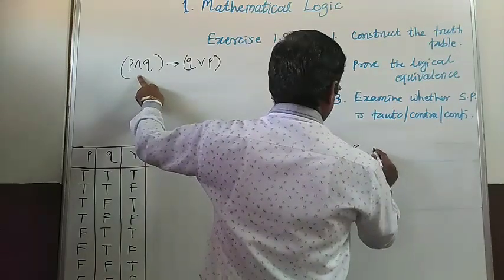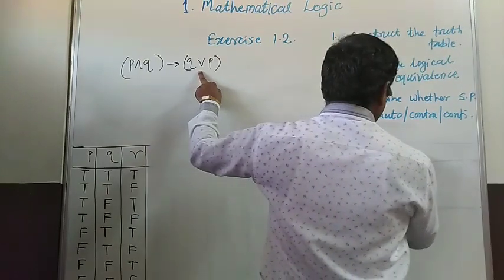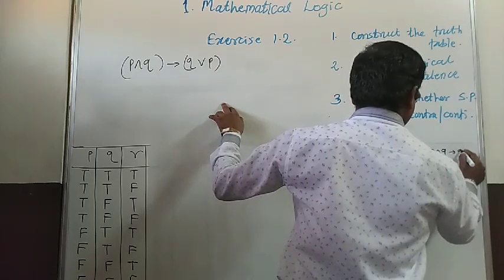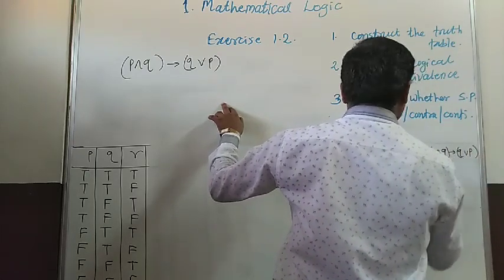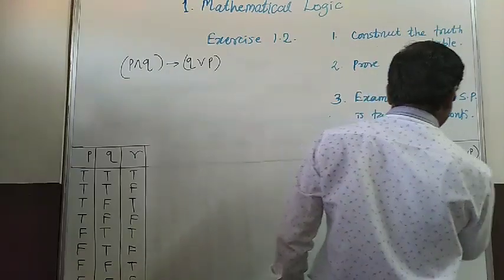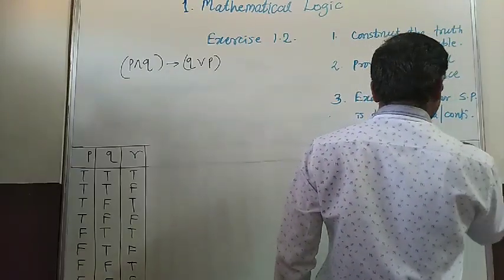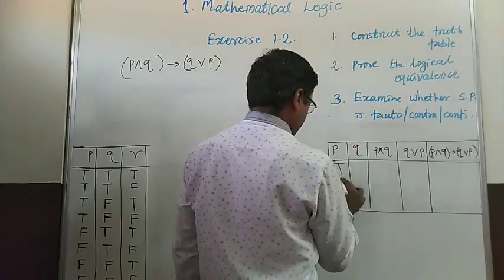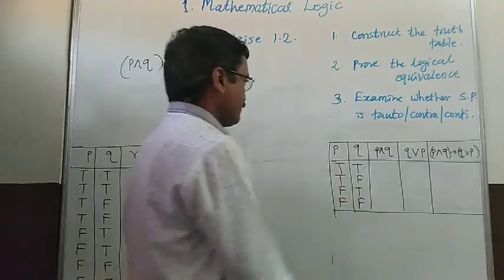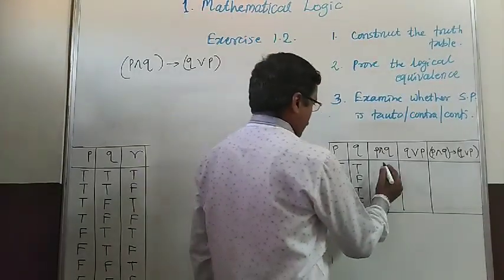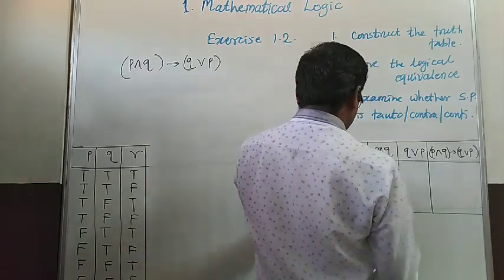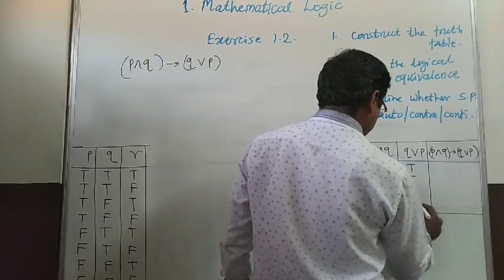P, Q, P and Q. Third one is Q or P. And last one is P and Q implies Q or P. As we know, these entries are T, T, F, F, these are T, F, T, F. Then P and Q, it is T, F, F, F. Q or P, it is T, T, T and F.